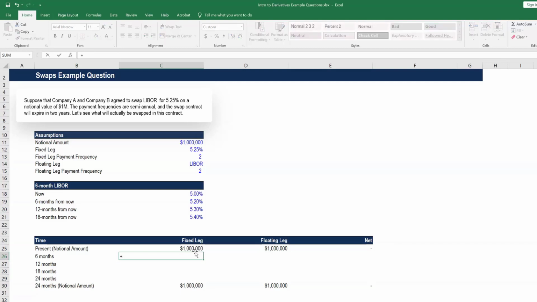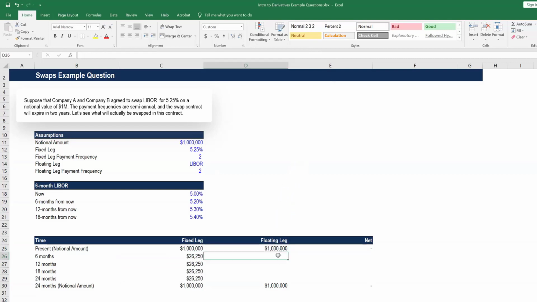So here's our 5.25%. And I'm going to lock that down by hitting F4. However, that is an annual rate, and it's also referred to as a nominal rate. So to get the 6-month rate, we only have to divide it by the payment frequency, which in this case is 2. And that's C13, and I'll lock that down. But then we need to multiply it by the underlying notional amount, which is $1 million, and that's C11. And again, I'll put dollar signs there to lock it down. And I'll copy that down. And you can see each payment for the fixed leg is going to be 26,250.